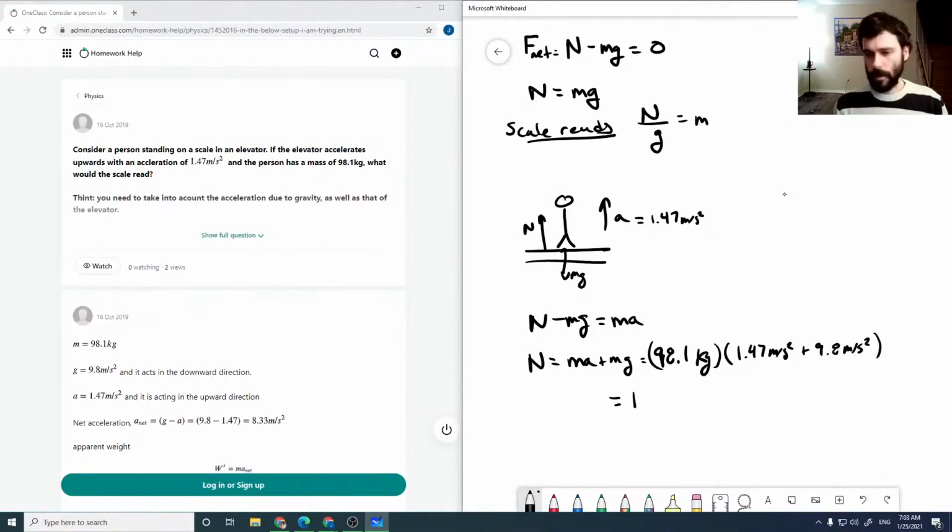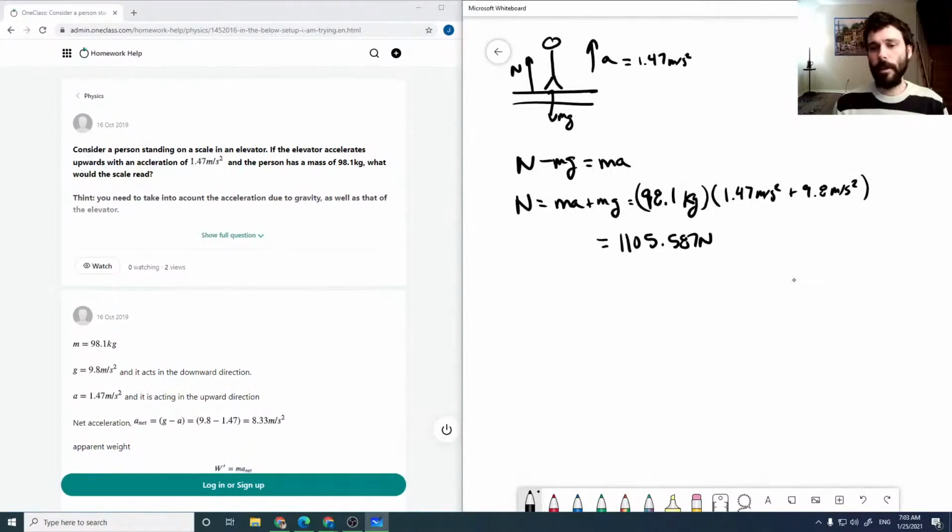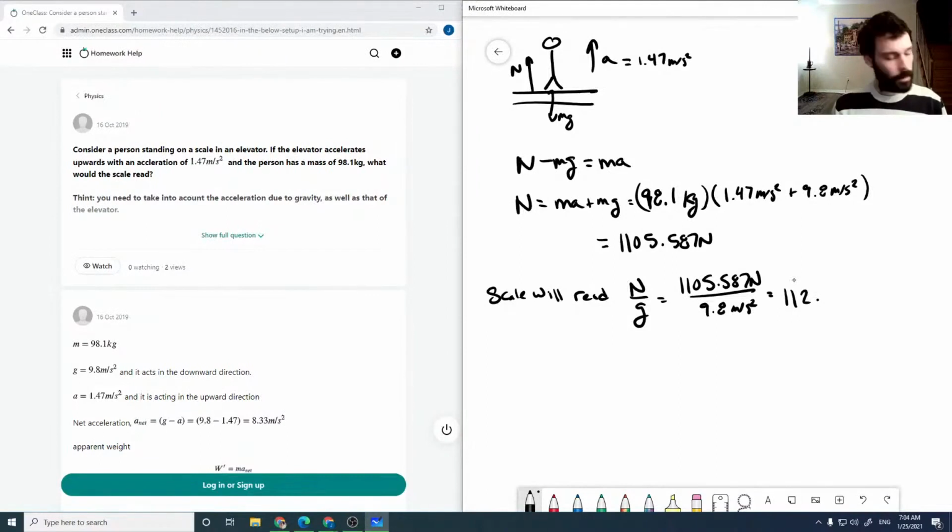And so this comes out to be 1105.587 newtons. And so the scale will still read N over g, so 1105.587 newtons over 9.8 meters per second squared, which is 112.815 kilograms.